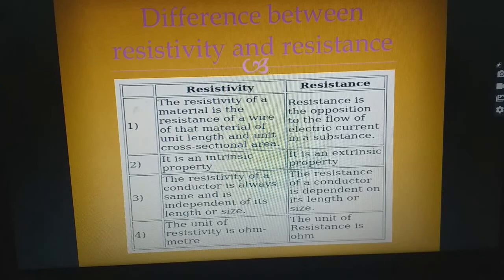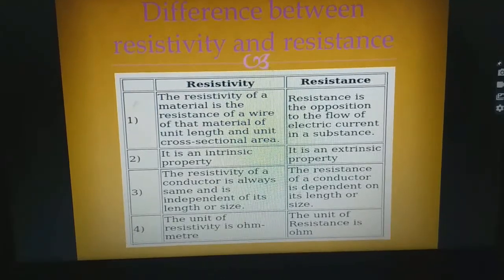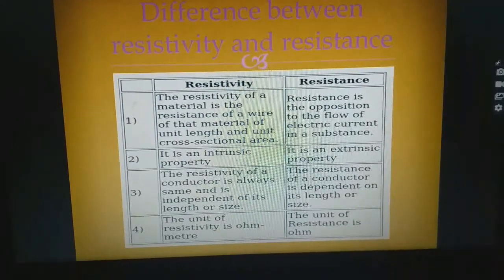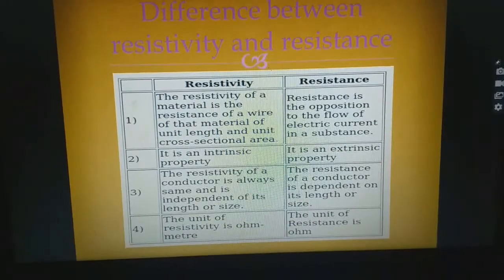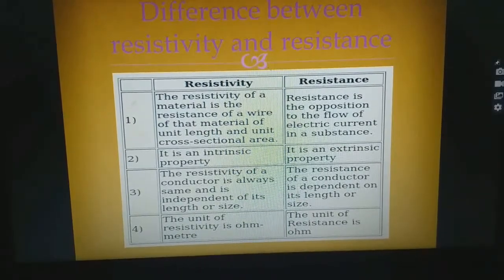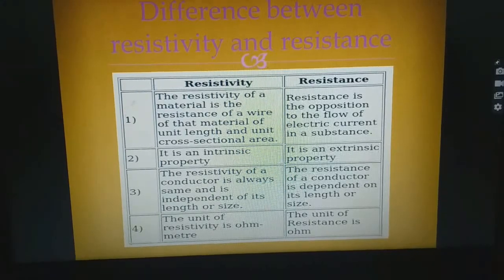While resistance is an extrinsic property. The resistivity of a conductor is always the same and is independent of its length or size, while the resistance of a conductor is dependent on its length or size. The unit of resistivity is ohms into meter.